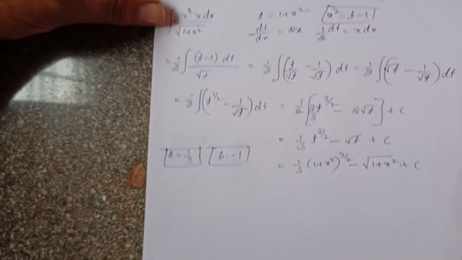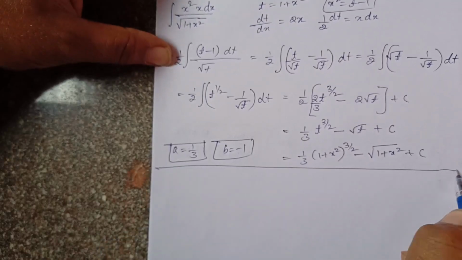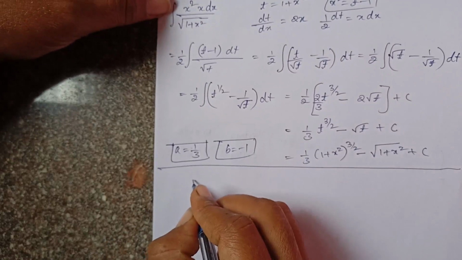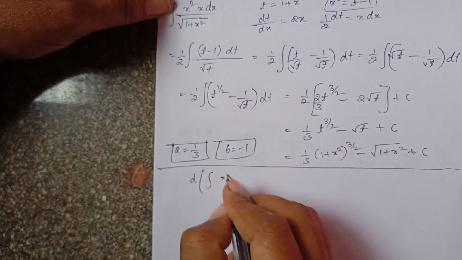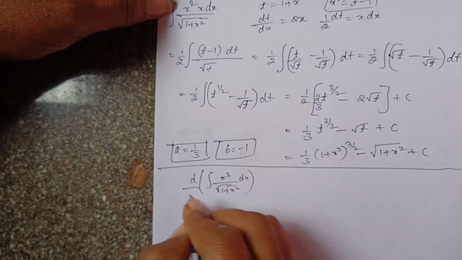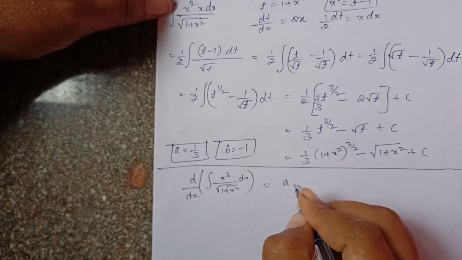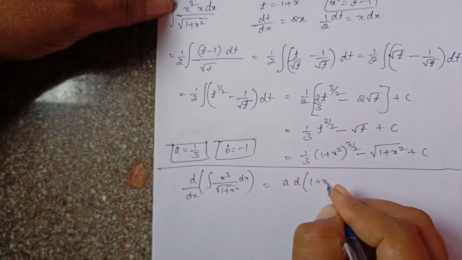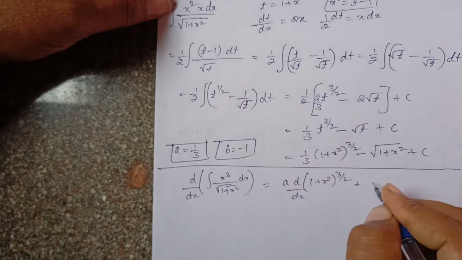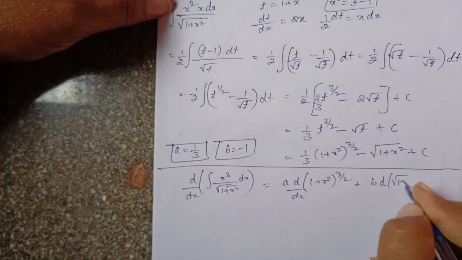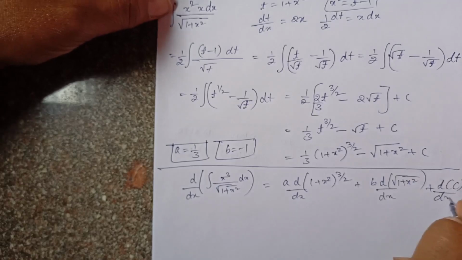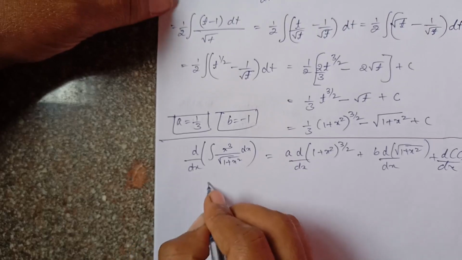Okay, fine. Now can we solve the same problem by differentiation? Yes, we can solve the same problem by differentiation. That is, differentiation of integration of x cube by square root of 1 plus x square into dx is equal to a into differentiation of 1 plus x square to the power of 3 by 2 with respect to x plus b into differentiation of square root of 1 plus x square with respect to x plus differentiation of c with respect to x. Here integration and differentiation get cancelled out.